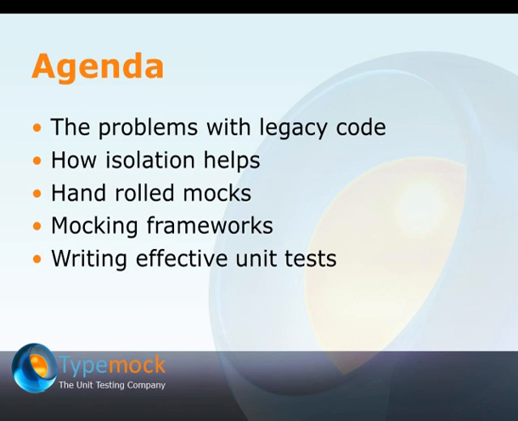So, these are the things we're going to talk about. We talk about why dealing with legacy code, that we actually basically have 95% of the time, what kind of problems it presents for people who want to write unit tests. And we'll talk about how isolation helps. And I'm going to give a couple of examples of how to use handrolled mocks and a mocking framework. Talk a bit about other different mocking frameworks. And at the end, I'm going to keep time for talking about best practices when writing unit tests in general.